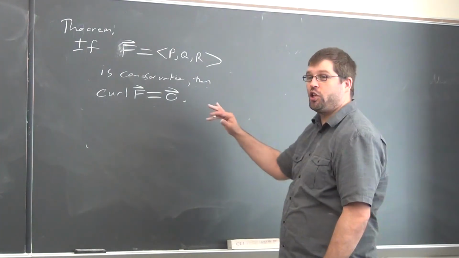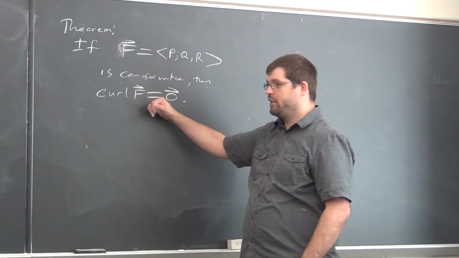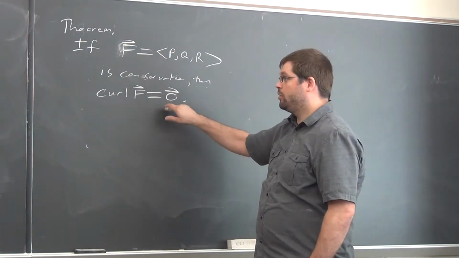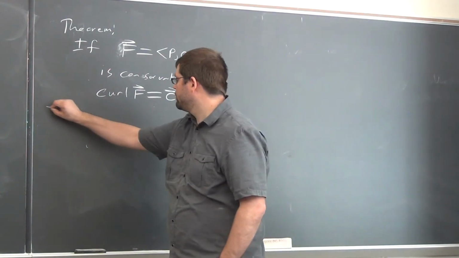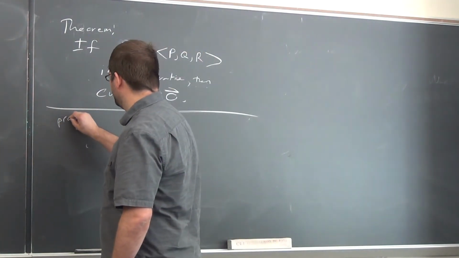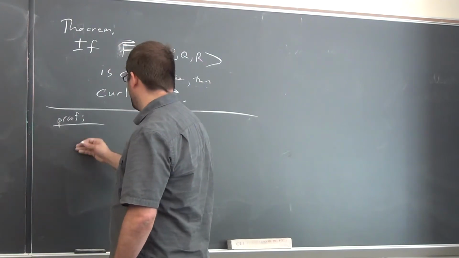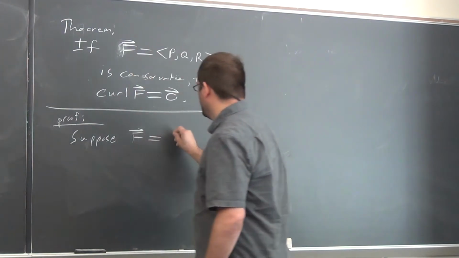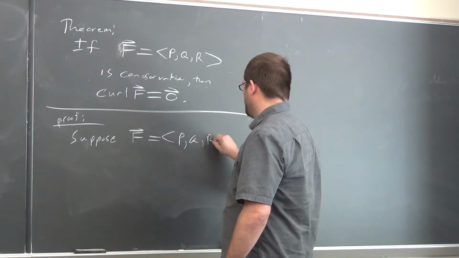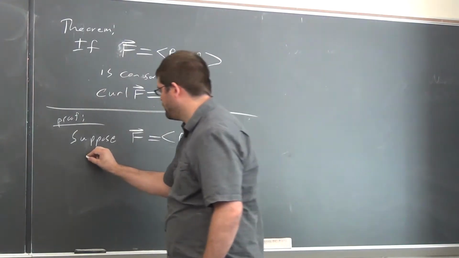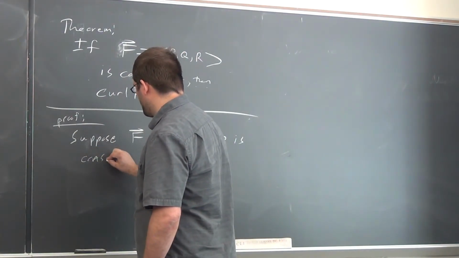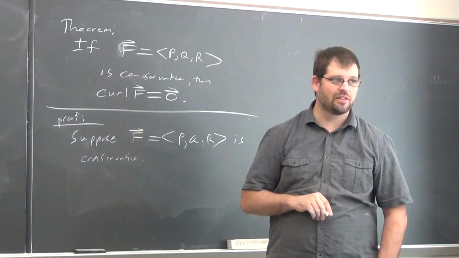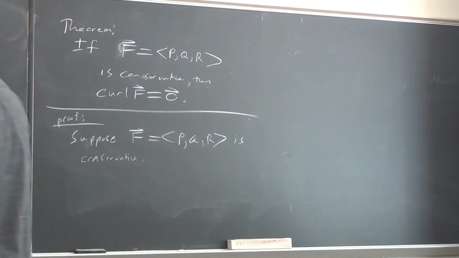The important direction is going to be the other way. If the curl is 0, then it's conservative. That's the way we're going to want to use this. But for right now, let's just prove the first direction. And so we'll actually prove this one. Okay, so suppose F is this vector field PQR is conservative. Okay, so this is mostly just practice talking about partial derivatives and curl and some other stuff.